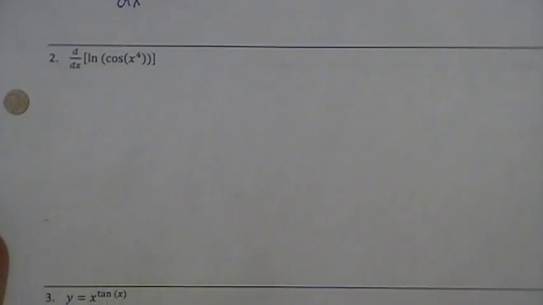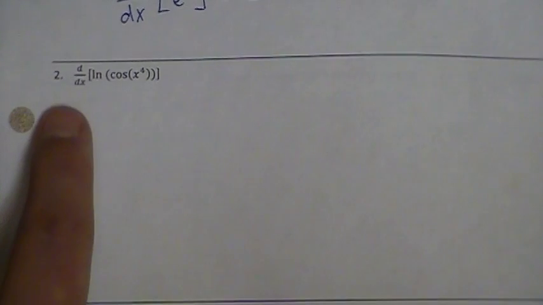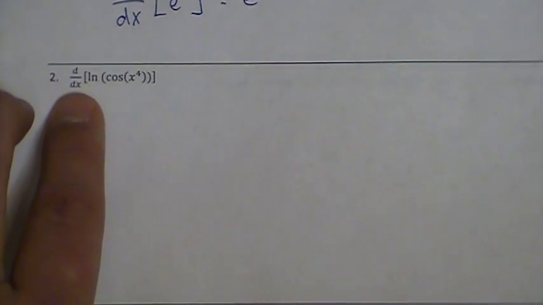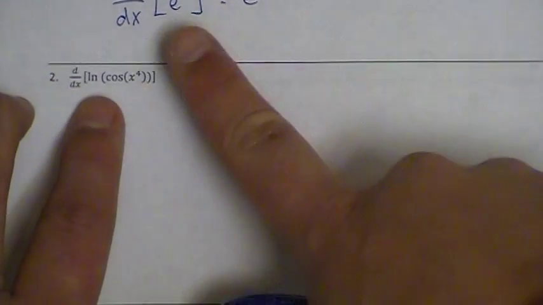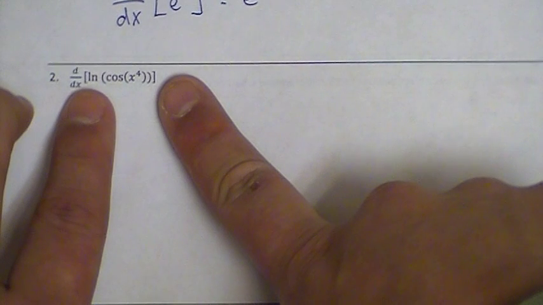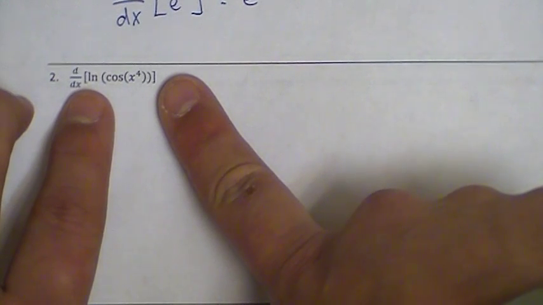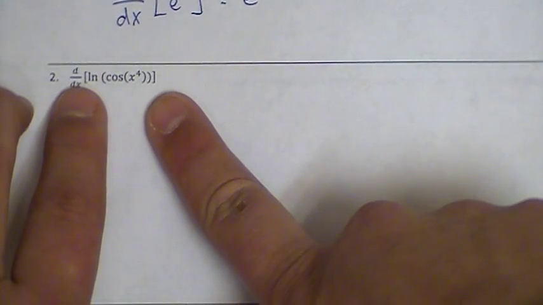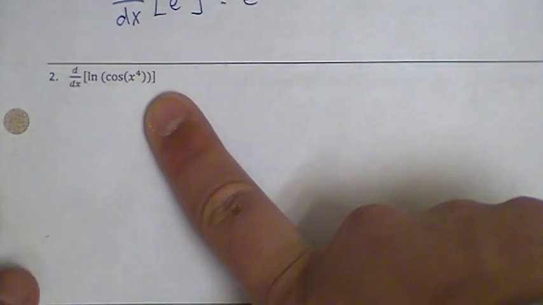Moving on to number 2. Little different notation. This operator notation just means to take the derivative of whatever's in the set of grouping symbols immediately following it. So the derivative of natural log of cosine of x to the 4th is just going to require us to use the chain rule very carefully.